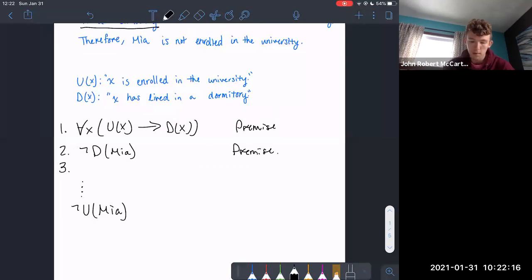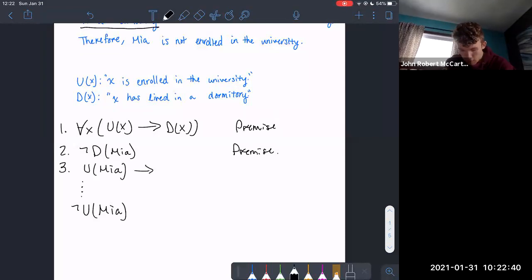So we have this for all statement, but we want to be able to work with predicates involving Mia. So what we can do is use for all elim, which basically says if we know that something is true for all x, then we can definitely say it's true for a very specific x. And that specific x here is going to be Mia because we are dealing with Mia. So we can use for all elim to say that u of Mia implies d of Mia. And this is for all elim with line 1.